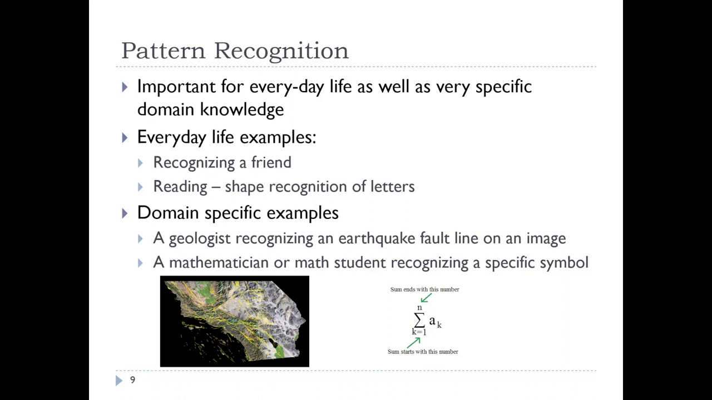So there's an example below that shows some fault lines on an image that happens to be in Southern California, where there's lots of earthquakes. And so a geologist would look at this and immediately recognize the earthquake fault lines.